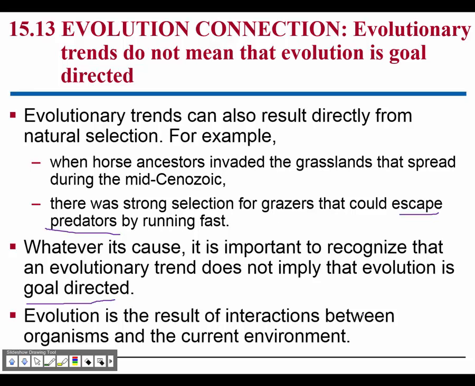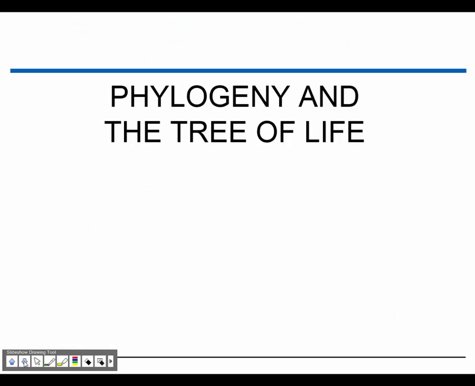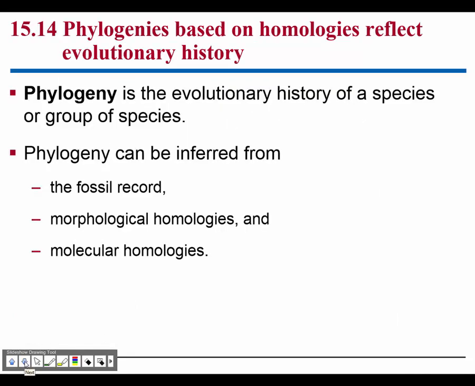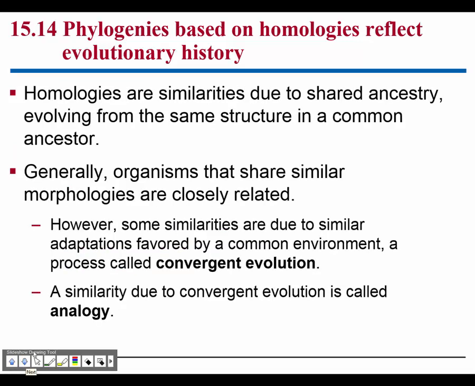So evolution is a result of interactions between organisms and the current environment, not interactions between organisms and what the environment might be. So phylogeny, right? It's the history of the species. It can be inferred from the fossil record, morphological homologies, and molecular data, right? We use a lot of DNA evidence for this. Homologies are similarities due to shared ancestry, and that's why we use DNA. So organisms that share similar morphologies are closely related, right?